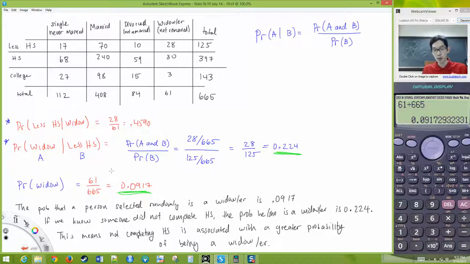And so I'm gonna put this up here on the next slide. But I just wanna make sure that this concept with the widow and the less than high school stuff makes sense, or you guys all understand it. I will take your lack of response as affirmation. Okay.